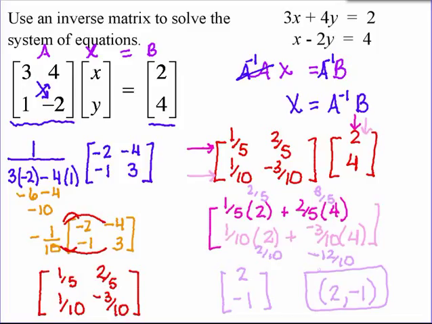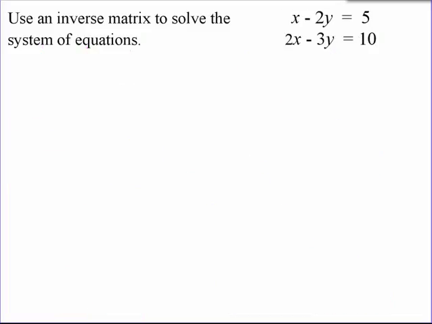Okay, the next example. We're going to look at another system of equations, the same exact type of problem. I've got x minus 2y equals 5, and 2x minus 3y equals 10. What I need to do here is write that as a matrix equation. On the left side I'm going to have 1, negative 2, 2, negative 3, times the matrix x, y, and that will equal 5, 10.